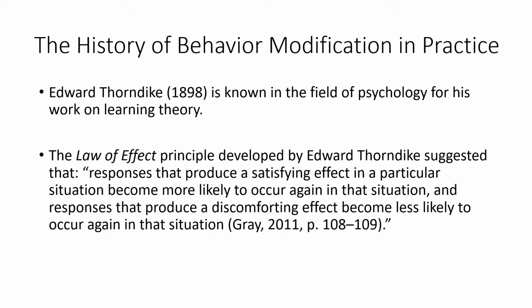So let's talk a little bit about the history of behavior modification in practice. In our research, we learned more about Edward Thorndike, and in 1898 his philosophy, what he was known for in the field of psychology, was his work in learning theory. The law of effect was the principle that he developed, and it suggested that responses that produce a satisfying effect in a particular situation become more likely to occur again in that situation, and responses that produce a discomforting effect become less likely to occur again in that situation.